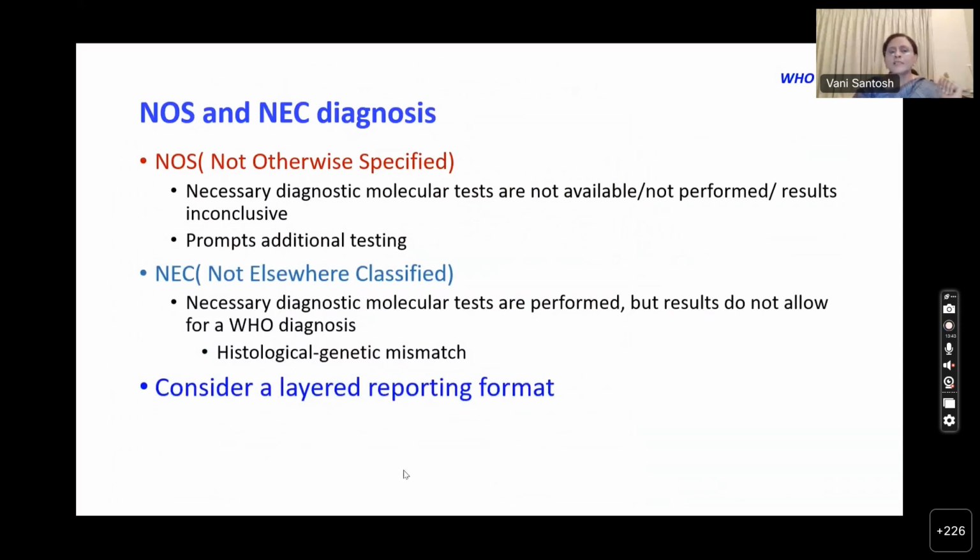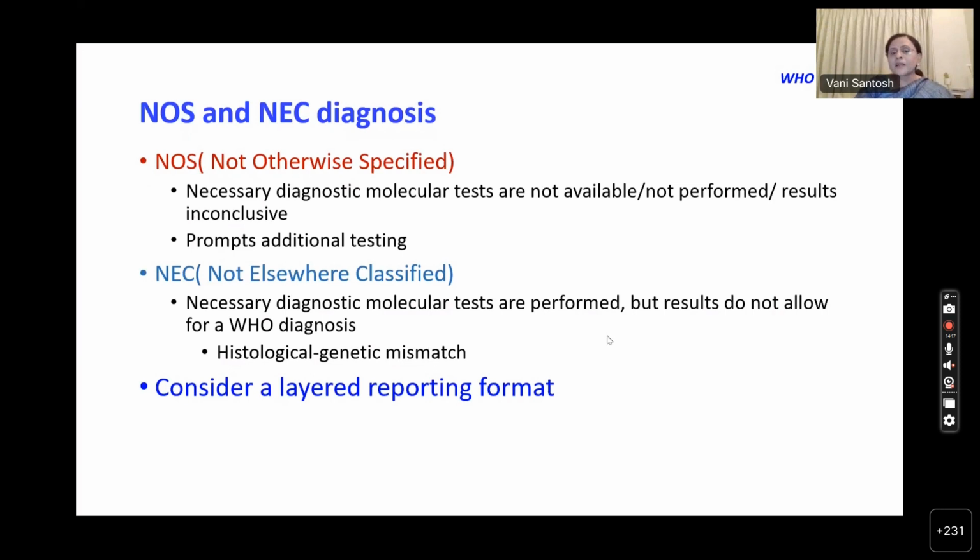Now, we also use this terminology NOS and NEC, which is allowed by WHO. So what is NOS? NOS is not otherwise specified, which implies that the necessary diagnostic molecular tests were not available, were not performed, or the results are inconclusive. That is, you are in a center where you couldn't do this molecular test, and so you can use this terminology NOS, and that's only a red flag. It will prompt additional testing, that this case has to be tested for a particular molecular alteration in another center.